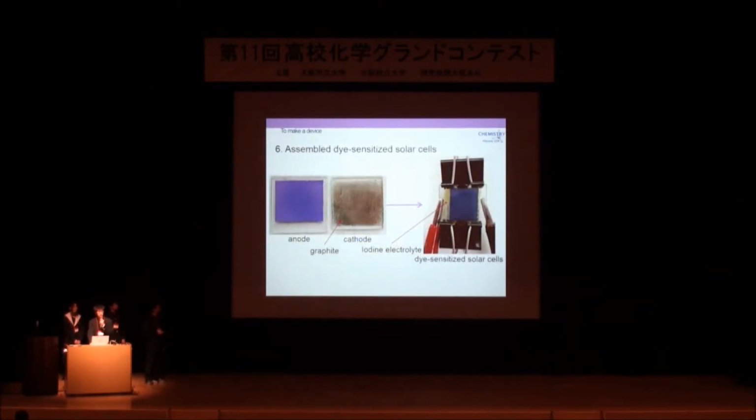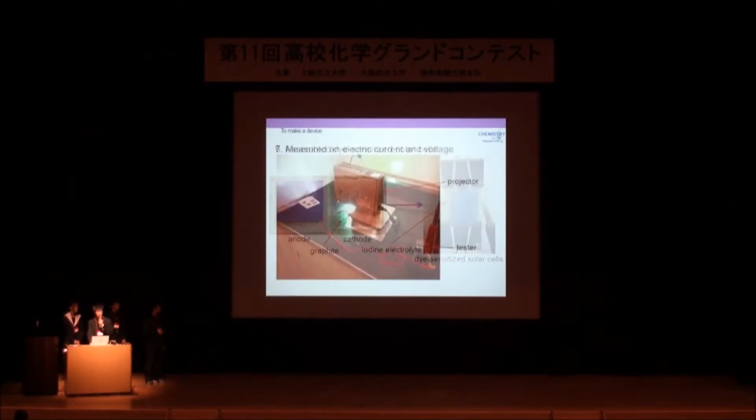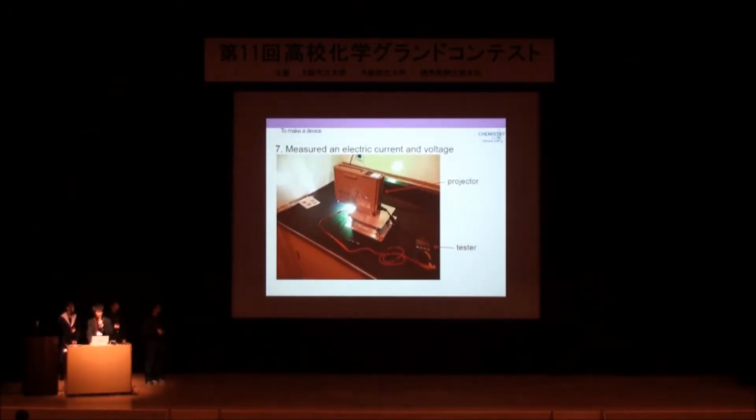Then, use it as the anode, use a conductive glass coated with graphite as the cathode, and pour iodine electrolyte to make DSC. Finally, expose it to light from a projector, measuring the electric current and voltage with a tester for 10 minutes at 1 minute intervals.